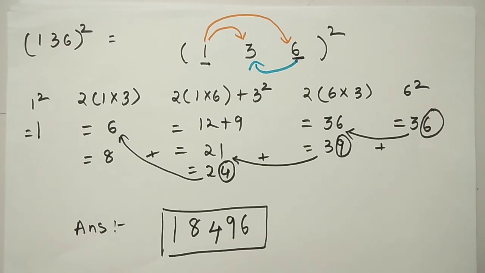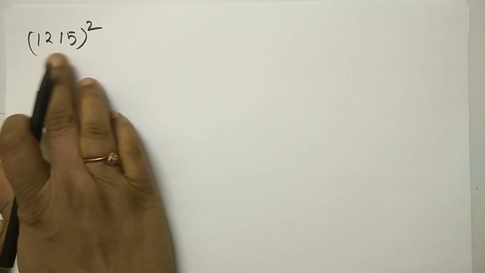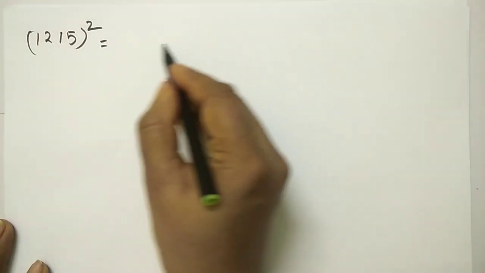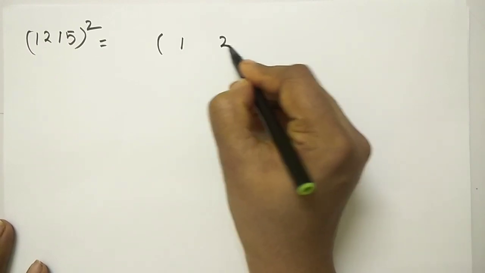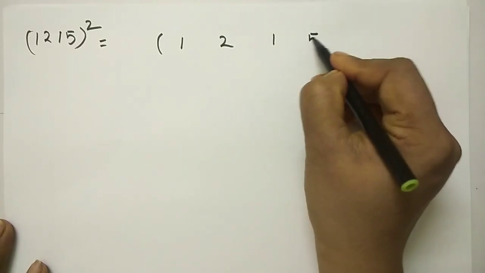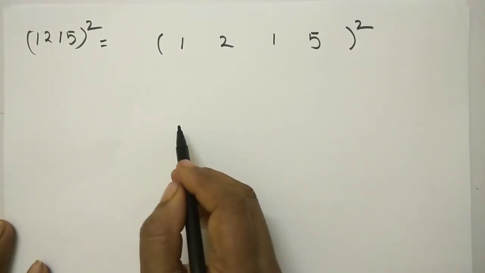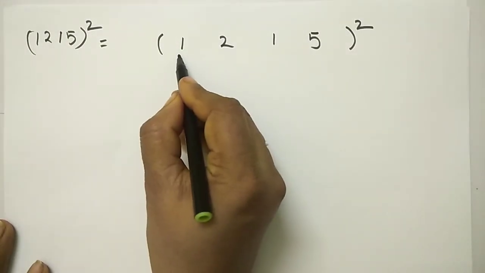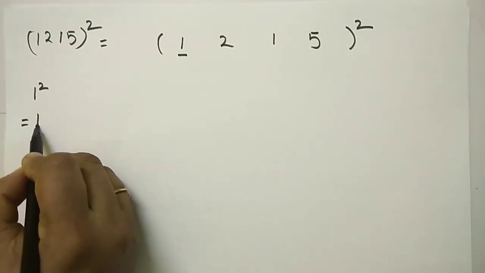Now let us go for a 4 digit number and calculate its square. Let us calculate the square of the number 1215. To explain, I am writing the numbers a little far apart. Now let us start the calculation. Here the first number is 1. So write down the square of that number. This is equal to 1.